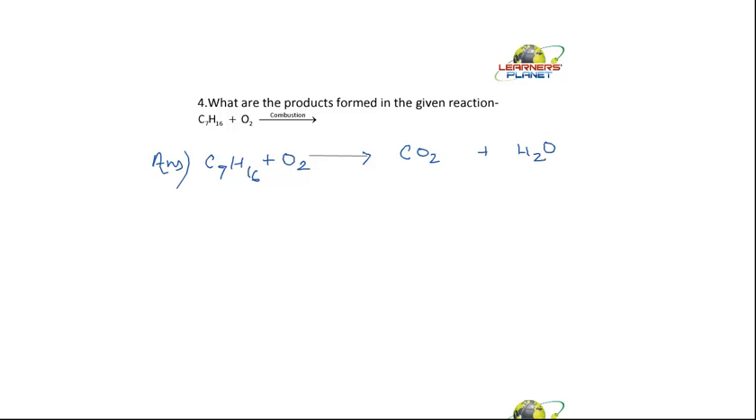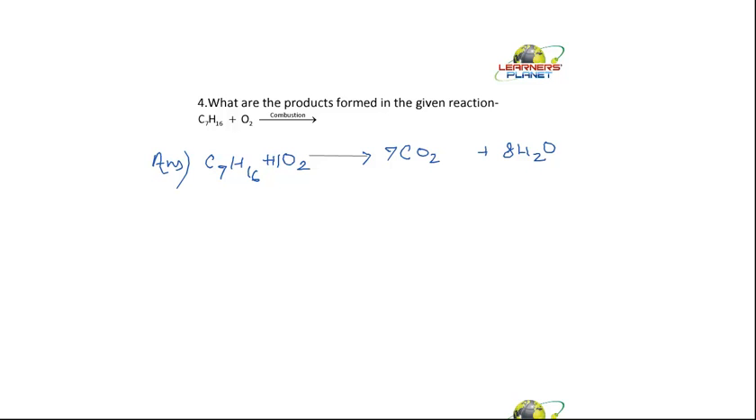Now how to balance it? Accordingly, I should get 7 CO2 and 8 H2O. Right? So how many oxygen should be here? 14 plus 8. This is 14 oxygen and this is 8 oxygen. So it should be 22. Okay? So I can make it 11 O2. Now your equation is balanced.